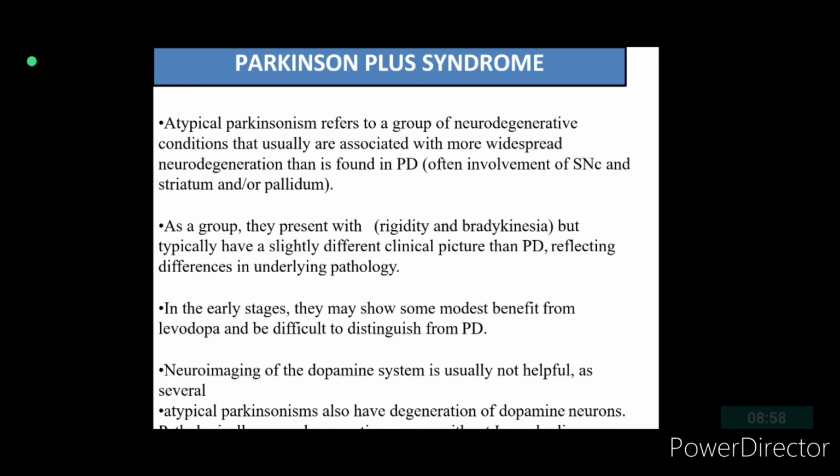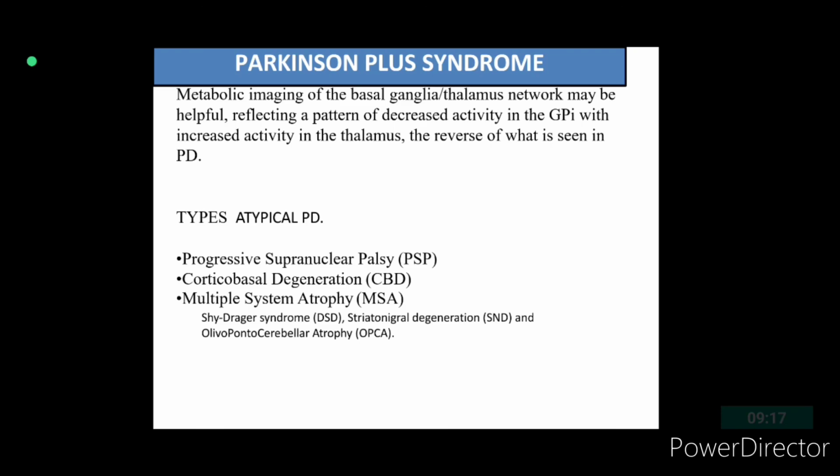Neuroimaging of the dopamine system is usually not helpful as several atypical Parkinsonisms also have degeneration of dopamine neurons. Metabolic imaging of the basal ganglia/thalamus network may be helpful, reflecting a pattern of decreased activity in the GPi with increased activity in the thalamus, the reverse of what is seen in Parkinson's disease.